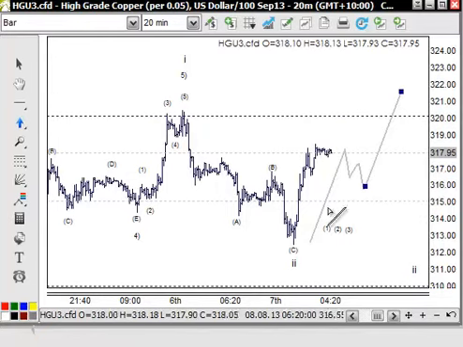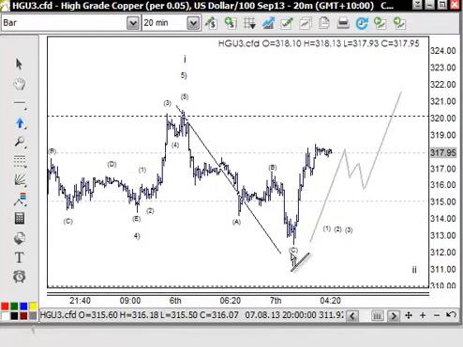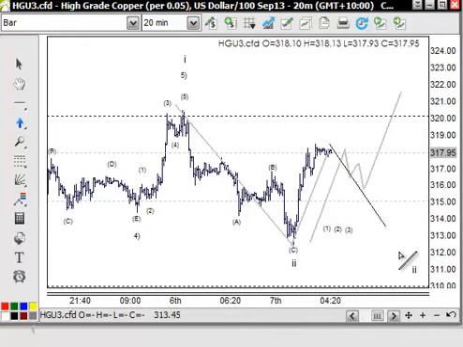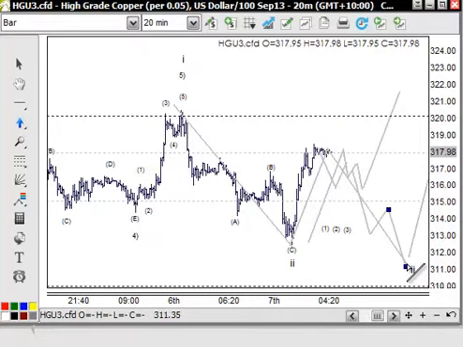If that's not the case, and this is just the B wave up here, so an A, B, and C wave down to here, and then up from here, this would be in 5 waves if that was going to be the case to here as a C wave through here.